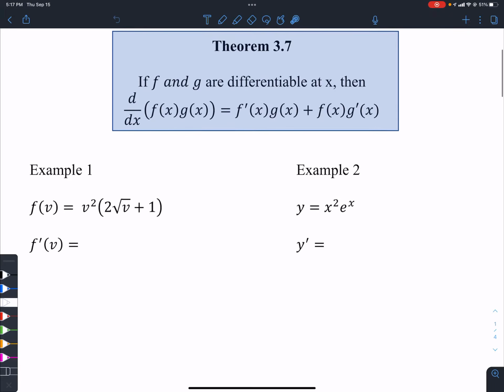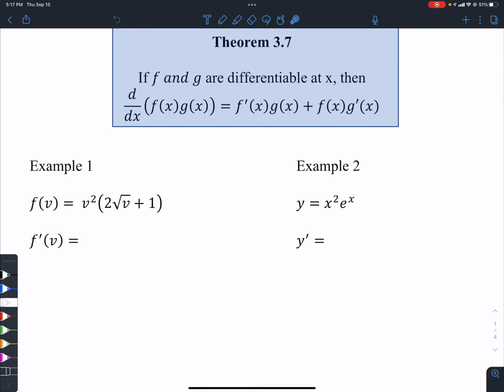So Theorem 3.7, this is the product rule. You have two functions that are differentiable, they're being multiplied together, and you want to take the derivative. Well, this is actually pretty easy. You take the derivative of one of them and leave the other alone. But then you leave the one that you took the derivative of alone this time, and you take the derivative of the other, and you multiply them. And then you add those together.